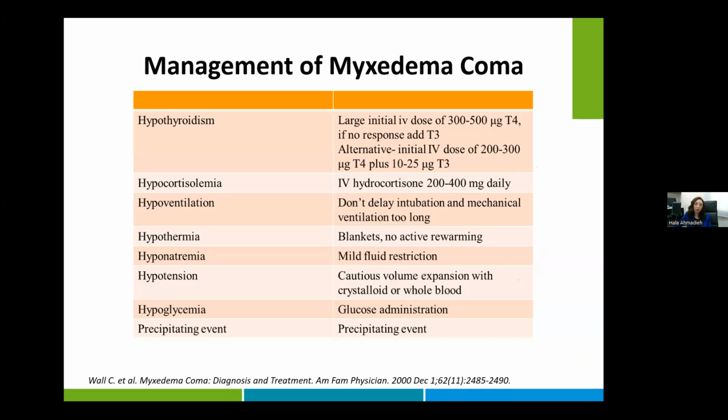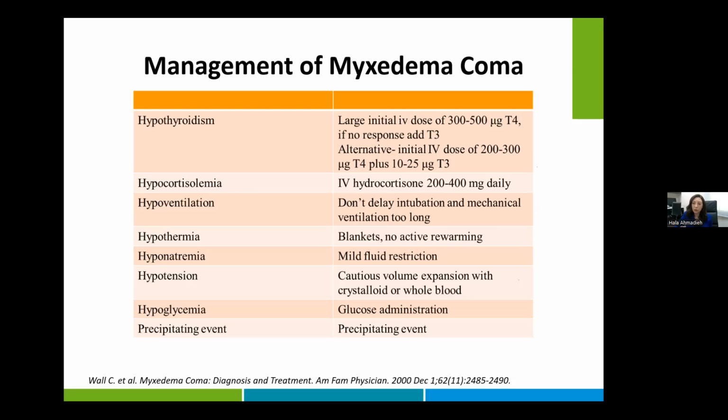Since it's a very severe form of hypothyroidism, and since usually the mental status is affected, the management should include a large initial dose of T4, preferably given intravenously because the absorption would be affected by the diffuse edema that happens in the GI tract. So usually we give a high dose of IV T4. Sometimes we may add T3 as well. In these individuals, usually they also have low cortisol levels, so we give them IV hydrocortisone, and we have to give them symptomatic therapy.